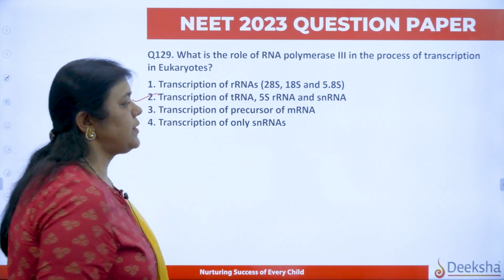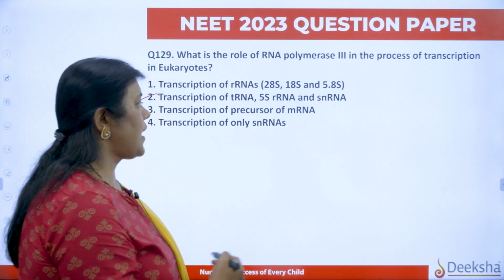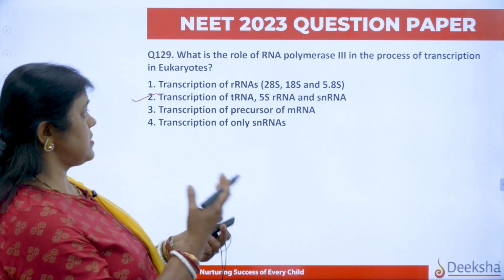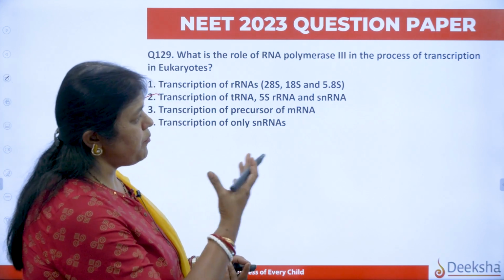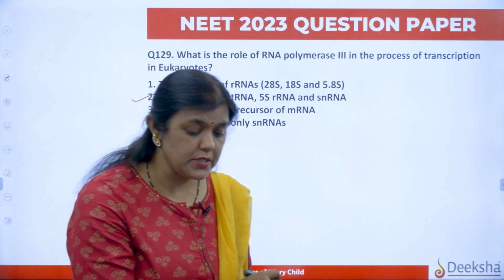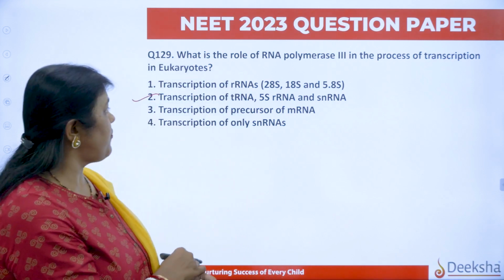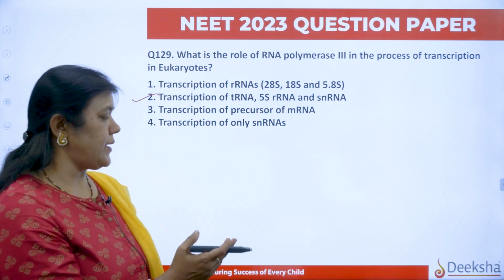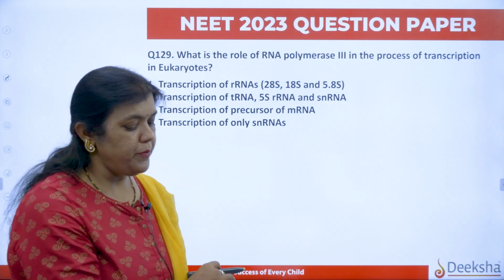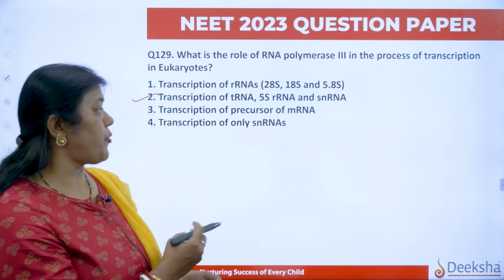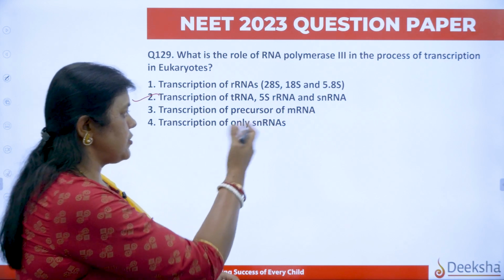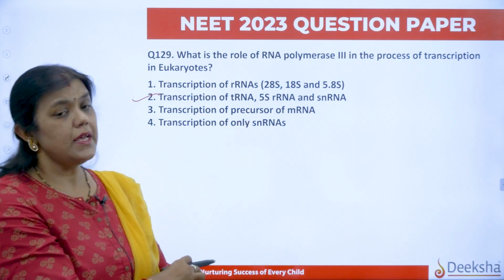So, transcription of tRNA, 5S rRNA and snRNA, these three are produced by RNA polymerase III. You have polymerase I for 5.8S RNA, 18S and 28S RNA, and you have polymerase II for hnRNA or the precursor RNA, and RNA polymerase III, which is the answer, for tRNA, 5S rRNA and snRNA.